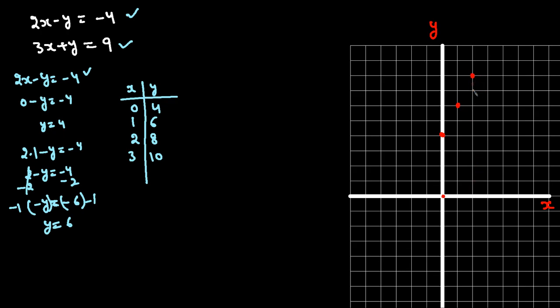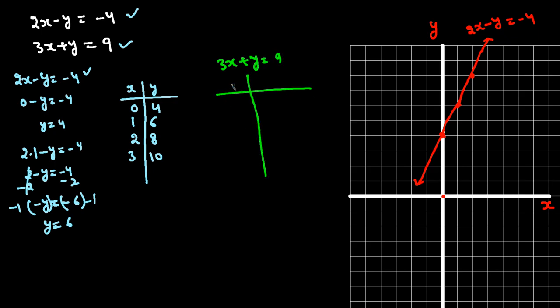So these points, if I join them, it doesn't look straight, but this is the graph for this equation. This is a straight line for 2x minus y is equal to -4. Same thing we're going to do for the second equation. Let me write that down. 3x plus y is equal to 9.